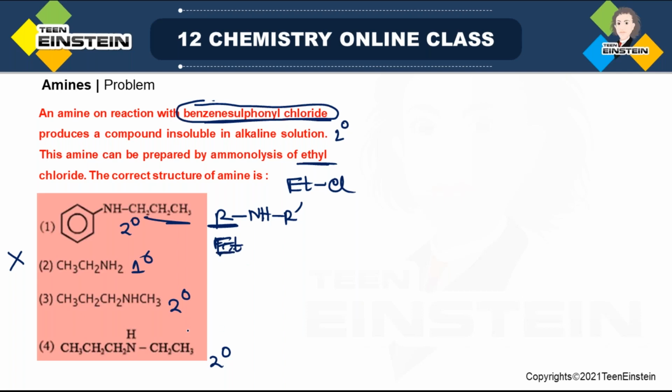Then option 3, that is also 2 degree, but there is propyl group, methyl group, no ethyl. Only in the last molecule you have propyl group and ethyl group. So this should be the correct option.